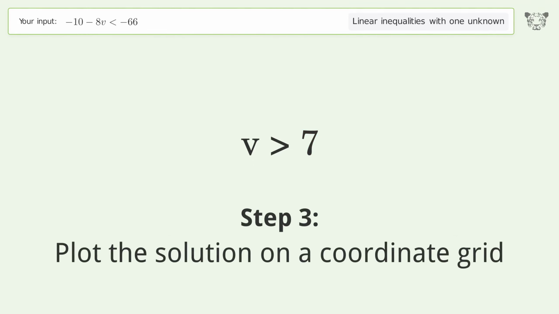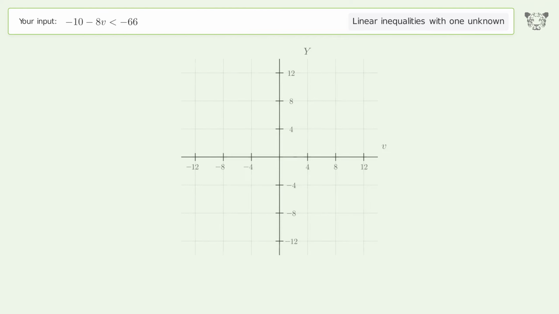Plot the solution on a coordinate grid. And so the final result is v greater than 7.